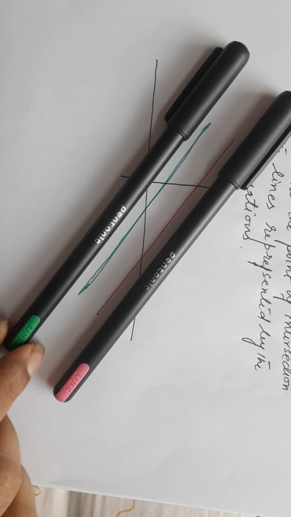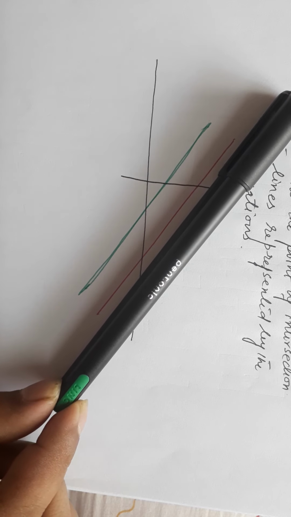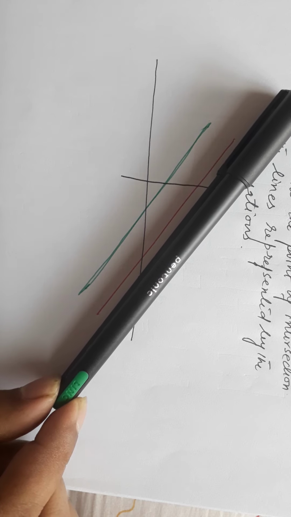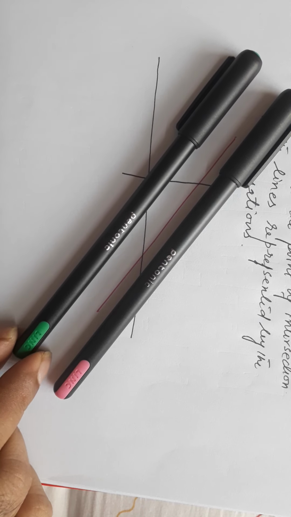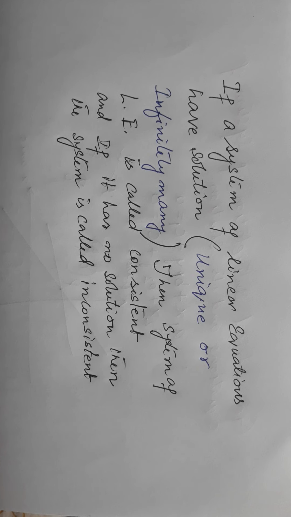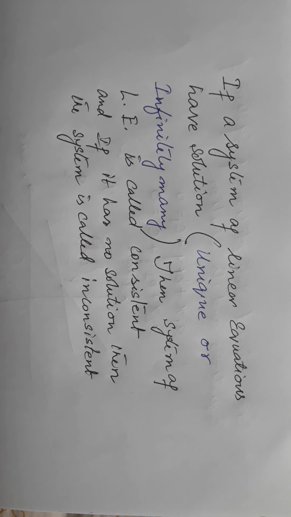Now we can merge the lines like this. Suppose a line is just on the other line, then it has infinitely many solutions. In that case, though both the lines are parallel, the equations will be consistent. It has infinitely many solutions. But in the parallel case shown before, they have no solutions. So we have learned that if a system of linear equations has some solution, it may be a unique solution or infinitely many solutions, then the system is called consistent. And if the system has no solution, then it is called an inconsistent system.